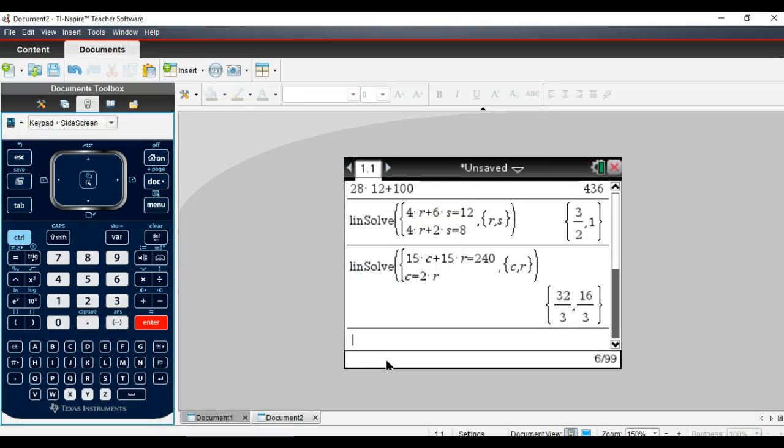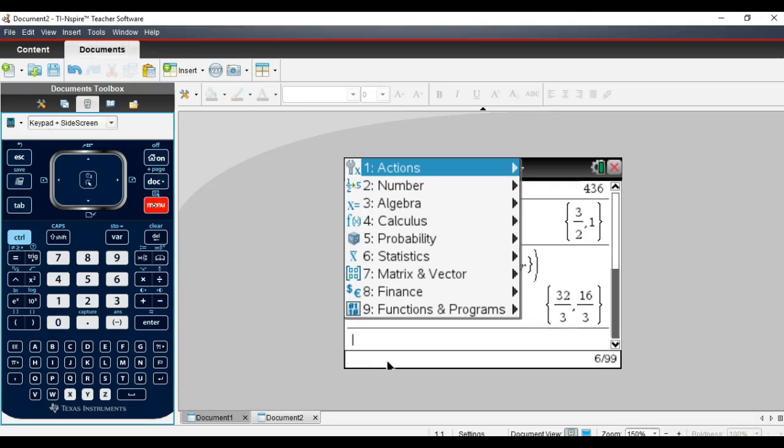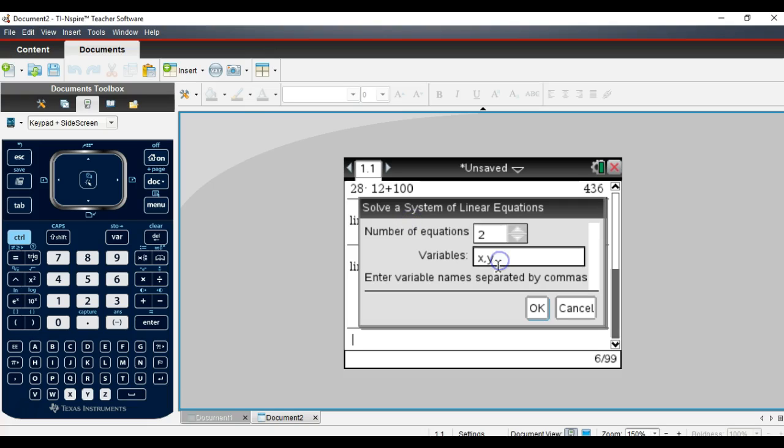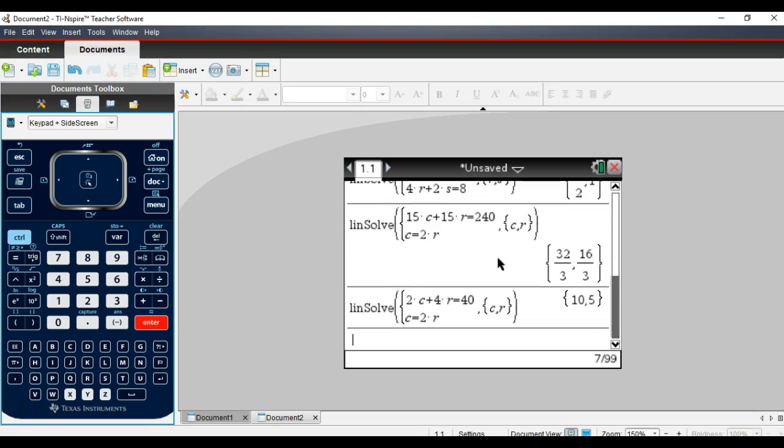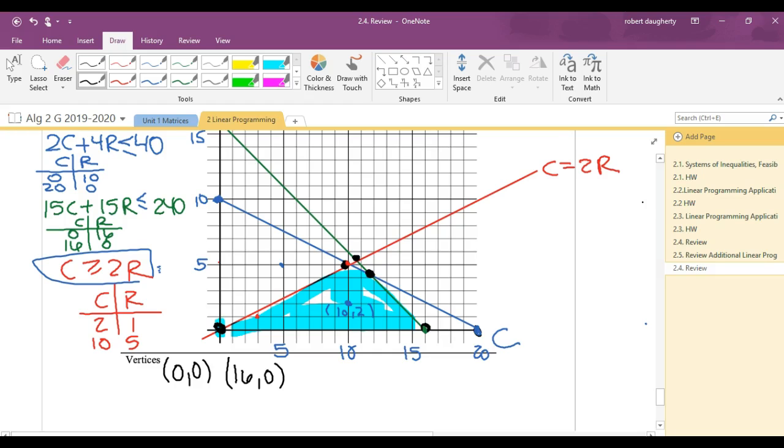So go to my calculator, and if I look at that menu, algebra, solve system, 2 equations, 2 variables. My variables are C and R, and so the equations are 2C plus 4R equal 40. And the next equation was C equal to R. So C equal to R. And that comes back with 10, 5. So I know this point right here is 10, 5.